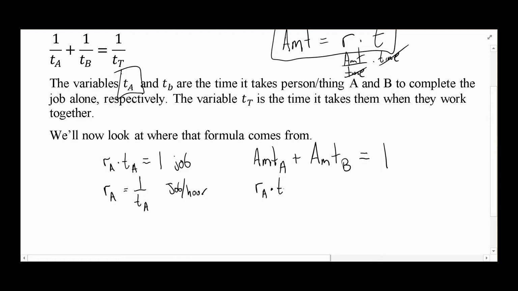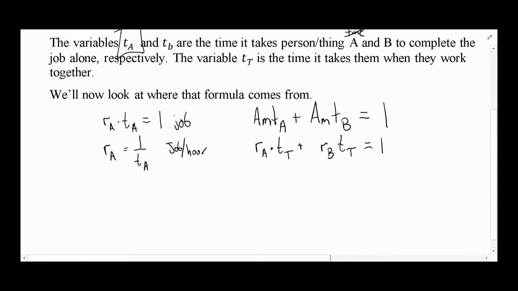times the time that they're working together, so this is, again, when they're working together. And similarly, if I take the rate that person B works times the time that they're working together, they should finish the job. But we just saw that someone's rate is 1 over their time alone. Let's get to that in a second, though. Before we get to that, I'm going to divide both sides of this equation by their time together.